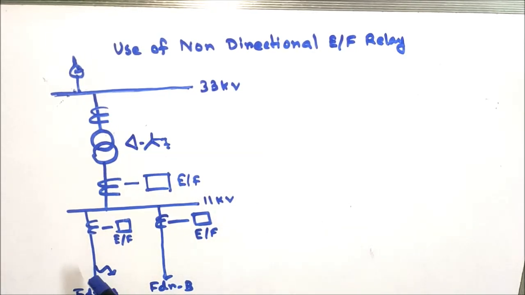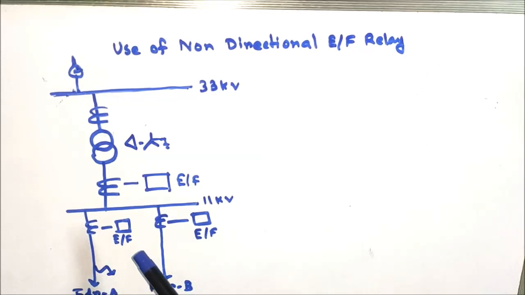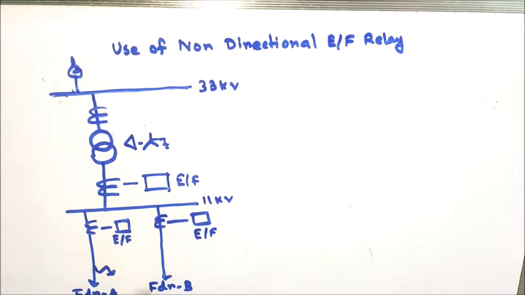So for example, if an earth fault occurs in feeder A, then this earth fault current will be supplied from the LV side of the transformer, from the 11 kV bus to the feeder to the earth fault point. Since in feeder B there is no source, no current will be fed from feeder B. Only load current will continue to flow to feeder B.